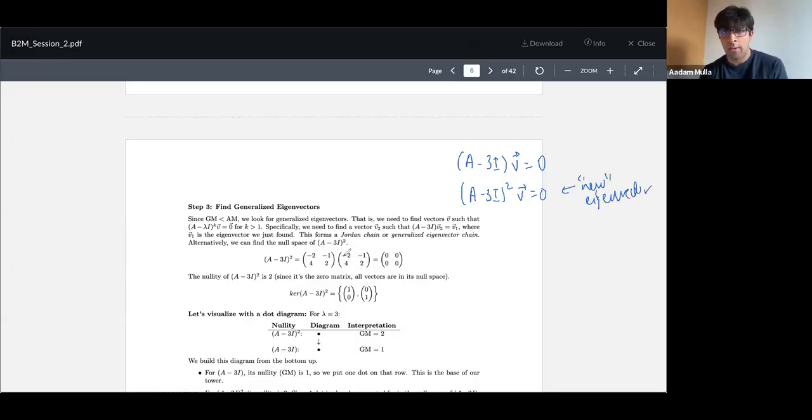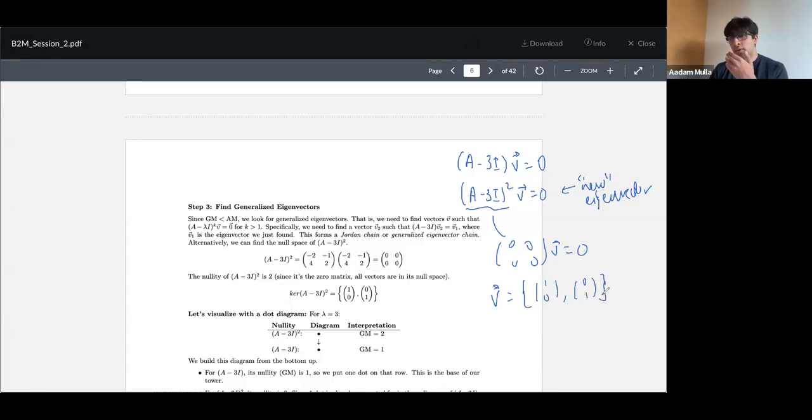So let's do that. We find (A - λI) squared, which is just taking A - 3I and multiplying it by itself. And we get out the matrix [0, 0; 0, 0]. So now we're solving this zero matrix times v equals 0. Clearly, a null space for this is v equal to any multiple of (1, 0) or (0, 1). First of all, those are linearly independent, and any one of those will make this equation true. So here we can see now we have 2 eigenvectors.